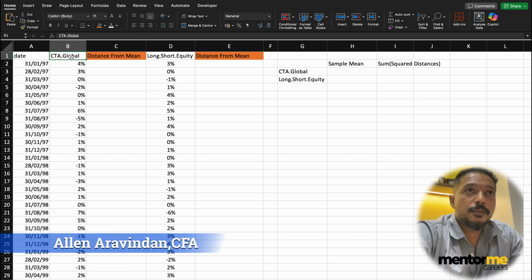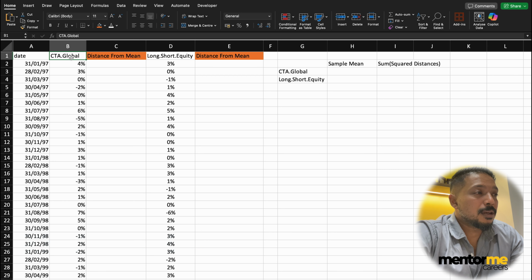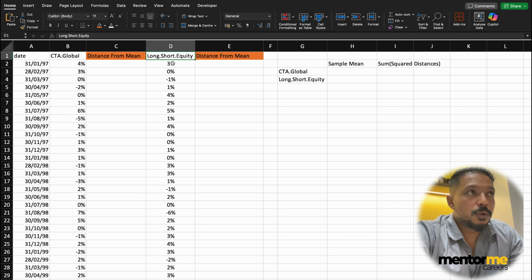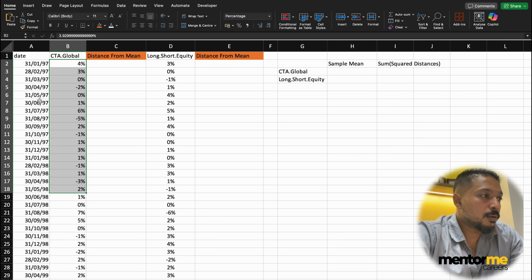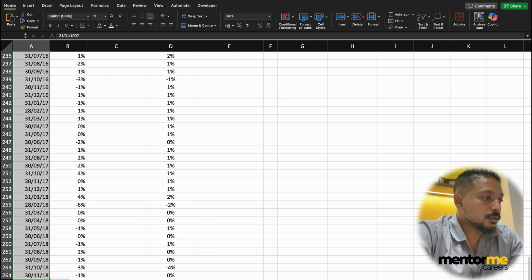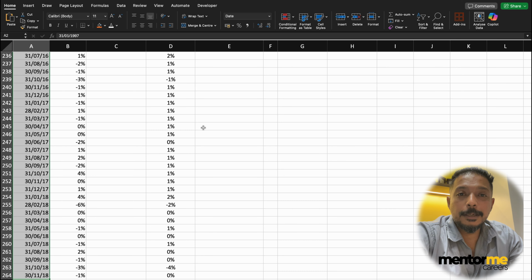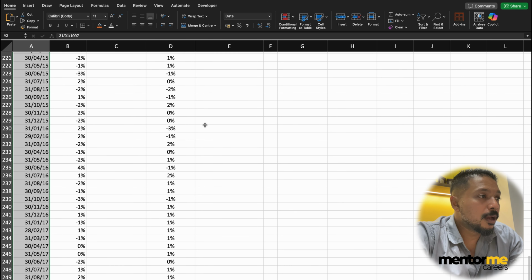So I've taken two systems out here. One is CTA, which is a short term for managed futures. These are dealing with different futures instruments. And we are looking at long short equity, which is purely using leverage to be net neutral in the market, right? So I have data here for somewhere around 263 months. So the sample size is pretty big.